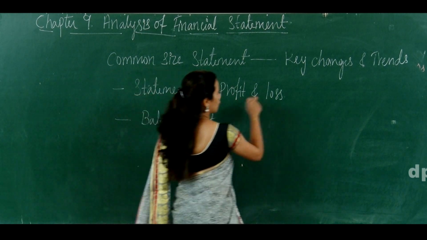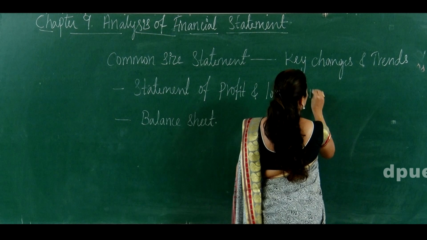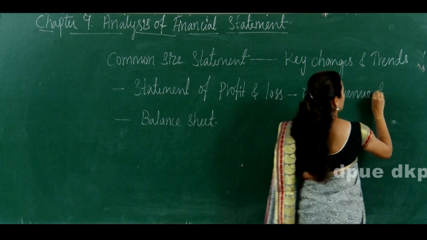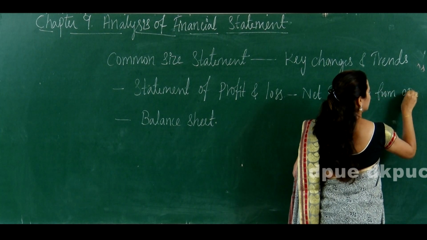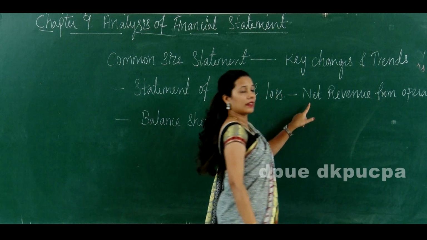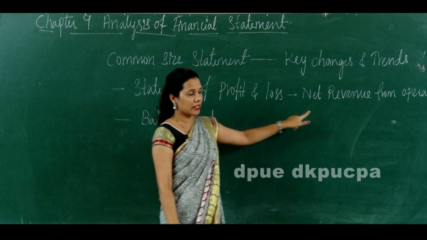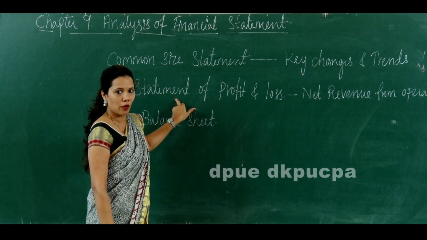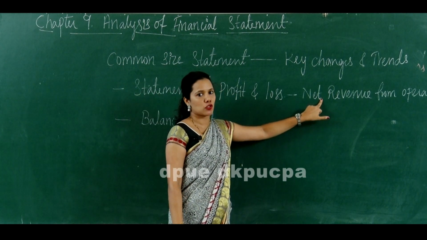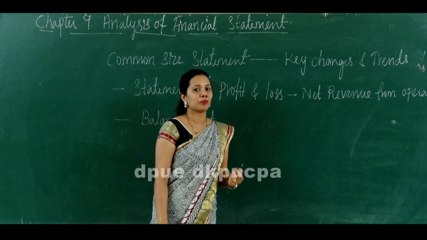For the statement of profit and loss, we keep net revenue from operations as a base. So net revenue from operations is the base for the statement of profit and loss. Based on this base, we convert each financial item into percentage.